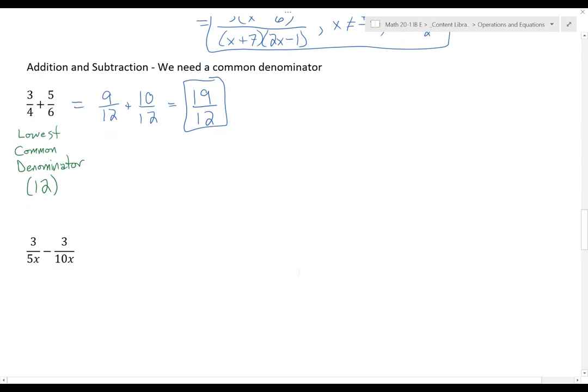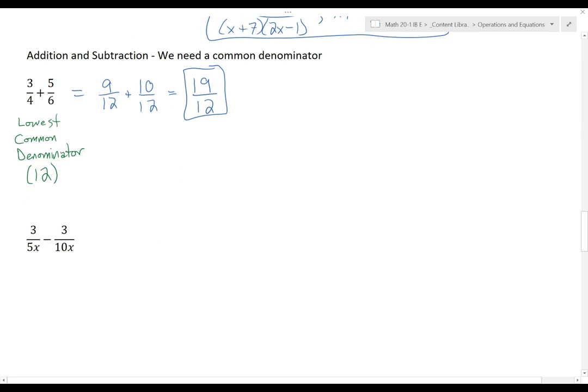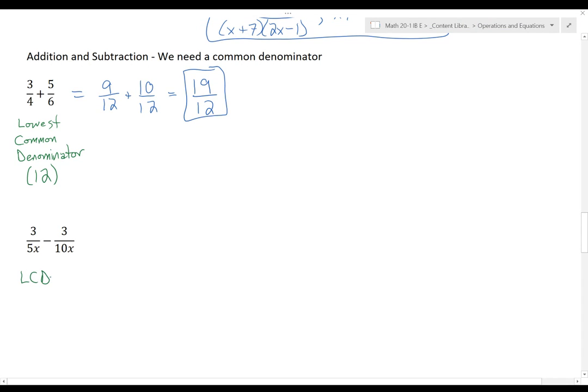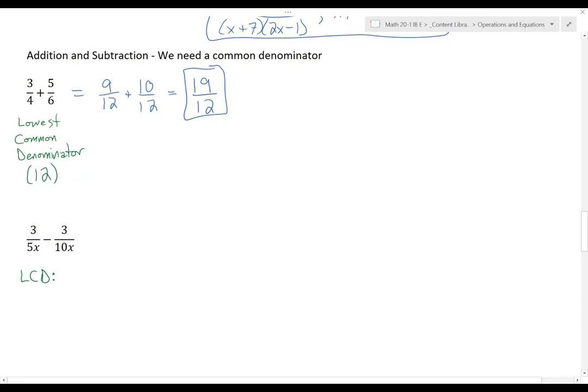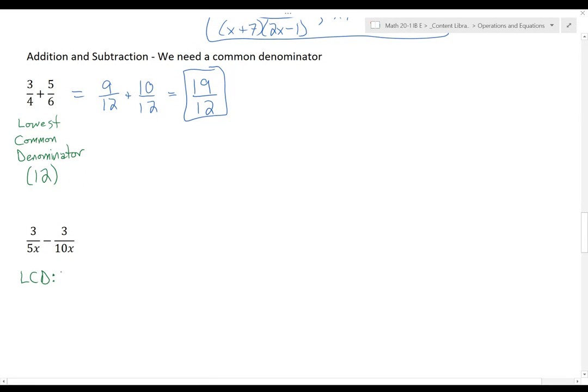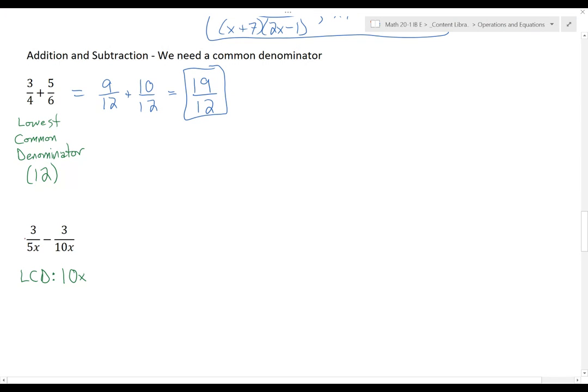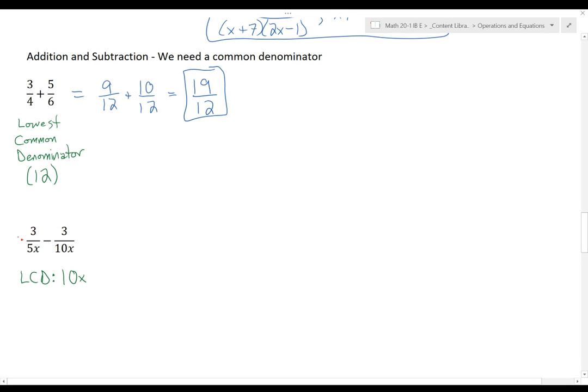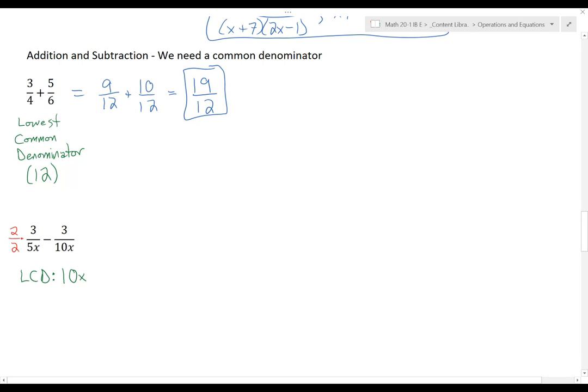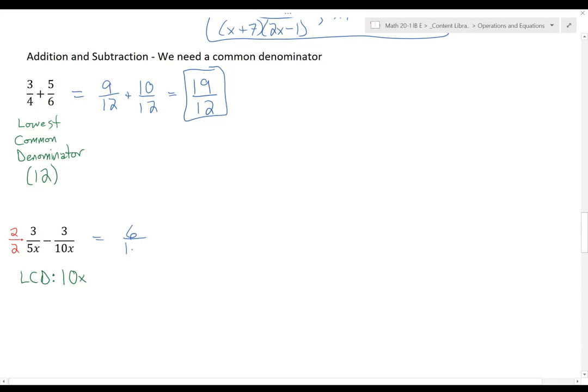So once we start doing this with algebraic fractions, the same principle exists. So I'm going to look for my lowest common denominator. In this case, they both already have an x, so that's going to be part of my denominator. But 10x is the lowest common denominator, because all I have to do in that instance is multiply the numerator and denominator of the first fraction by 2, and then I will have 10x as the denominator. So I end up with 6 over 10x minus 3 over 10x, which is 3 over 10x.